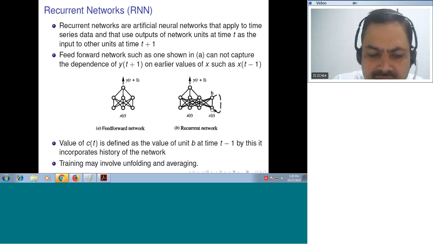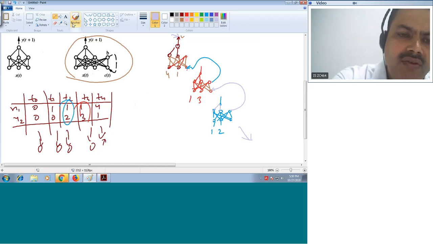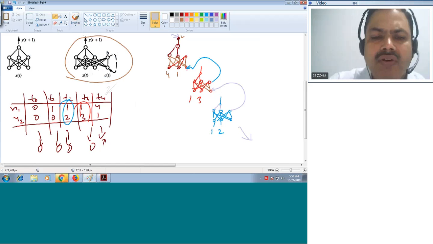What does it mean? It means this formula. If you can visualize this thing, only then would you be able to understand this. So let's assume that at time t4, if you want to find out the output, how would you get it?